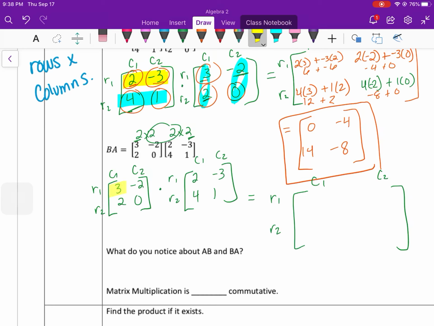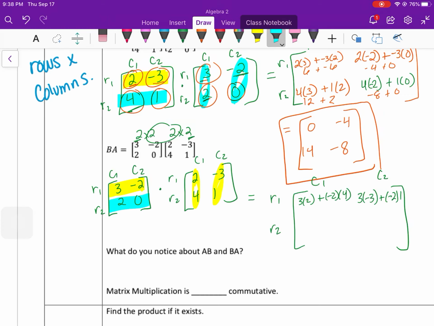Okay. So first you take the first row times the first column. And you take the 3 times the 2 plus the negative 2 times the 4. So the first number is multiplied together, and then the second number is multiplied together, and then add. Then you take the first row again times the second column, and that's going to go in the first row, second column of the answer. 3 times negative 3, negative 2 times 1, and then add. So 3 times negative 3 plus negative 2 times 1.